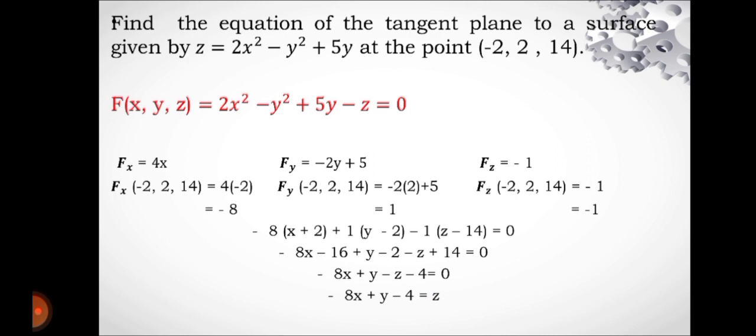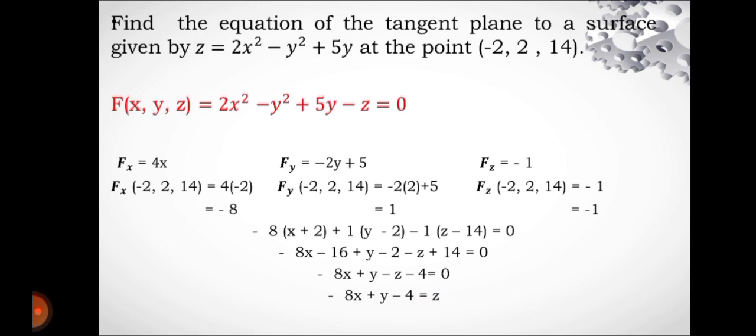fy at (−2, 2, 14) is −2(2) + 5, which is equal to 1. fz = −1. fz at (−2, 2, 14) is equal to −1.